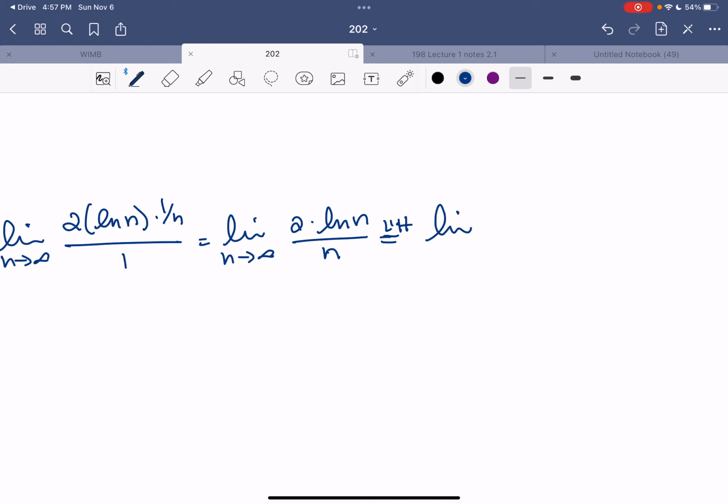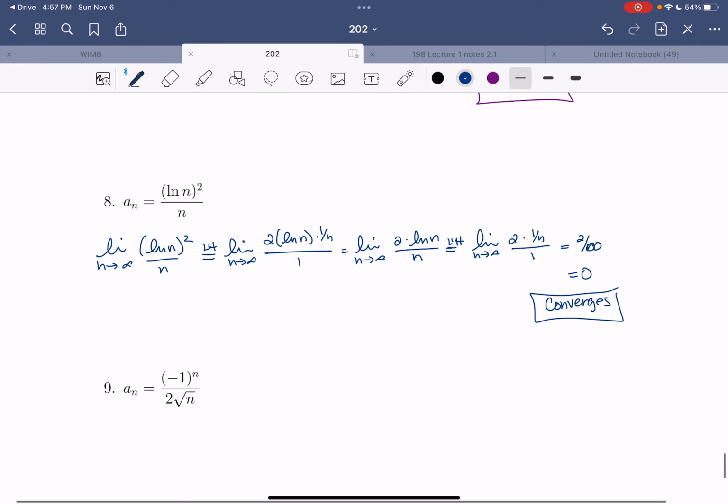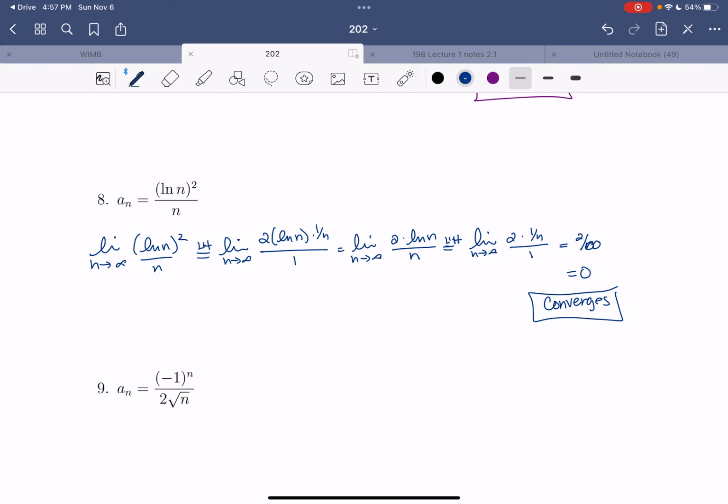And that's the limit as n goes to infinity of 2 times 1 over n all over 1, and when you plug in your infinity there to 2 over n, it becomes 2 over infinity, which is 0. So this one also converges. Okay, so L'Hopital's rule is your friend, and show that it converges or diverges using limits.